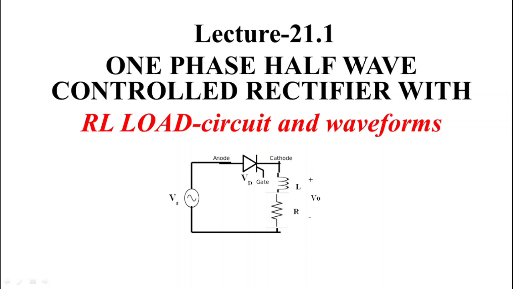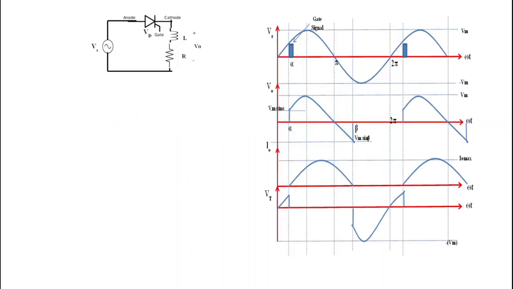This is the first part of lecture number 21, and today we are going to study the circuit and waveforms of a single phase half wave controlled rectifier with RL load. So this is the circuit diagram of the rectifier. Here the load is RL type and we get output voltage V0 across this load. This load is connected in series with this thyristor and this whole circuit is supplied with voltage source Vs.